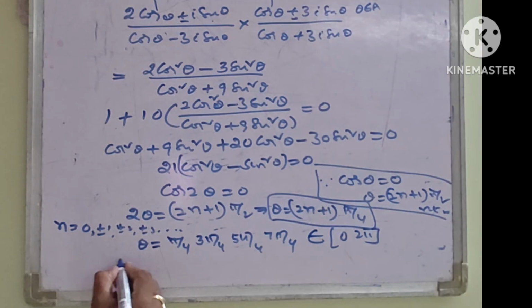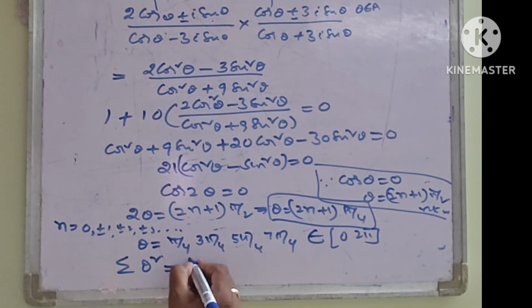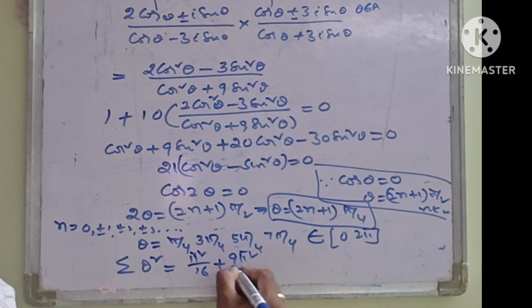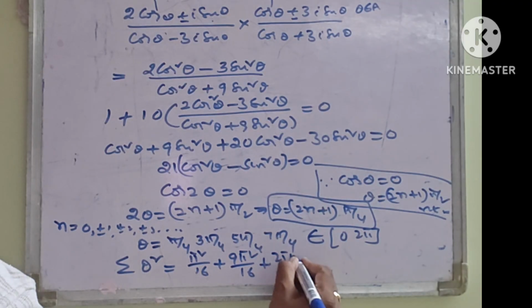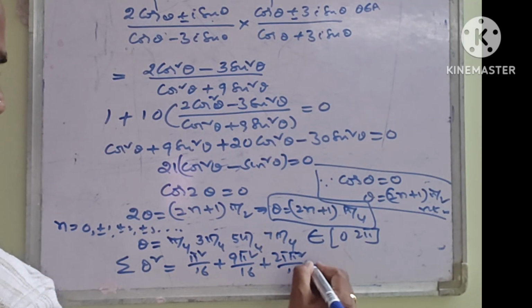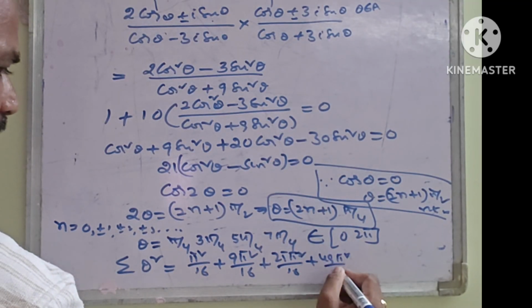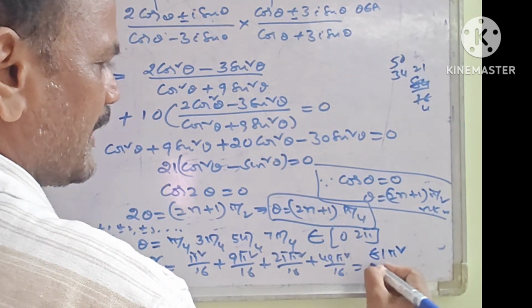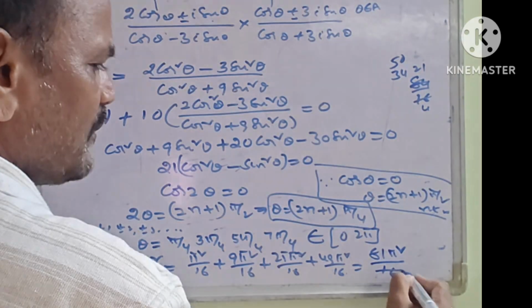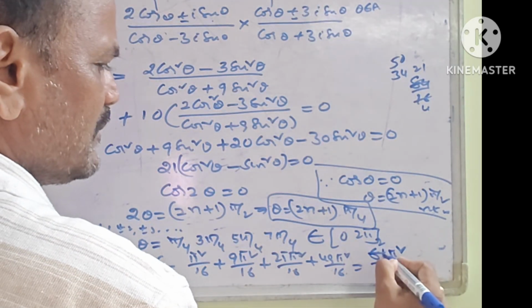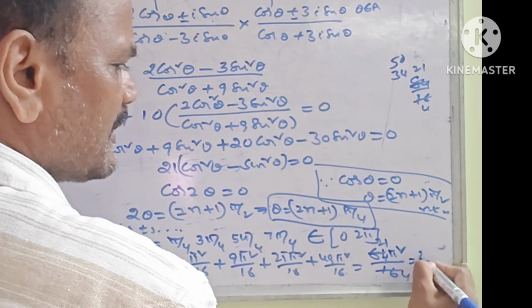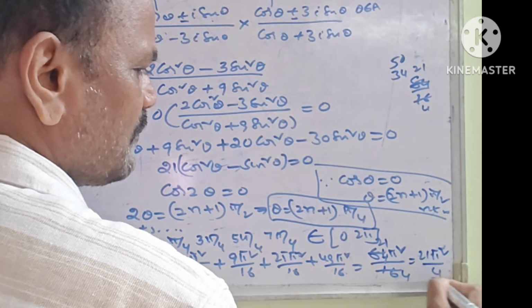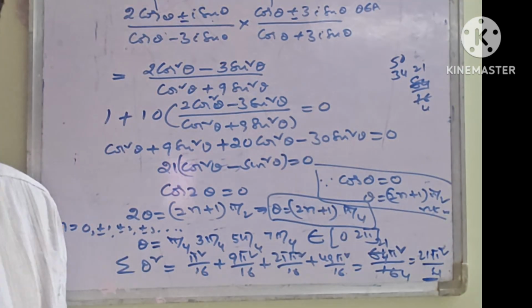Now the given sum is theta square. So pi square by 16 plus 9 pi square by 16 plus 25 pi square by 16 plus 49 pi square by 16. So total 84 pi square by 16. Dividing by 4, that is 21 pi square by 4. The answer is 21 pi square by 4.